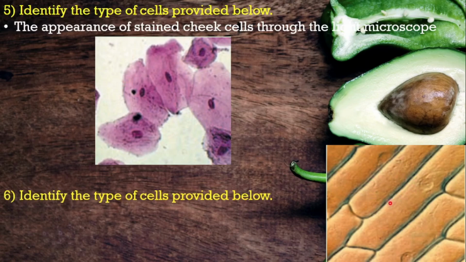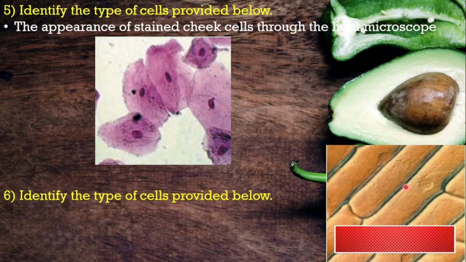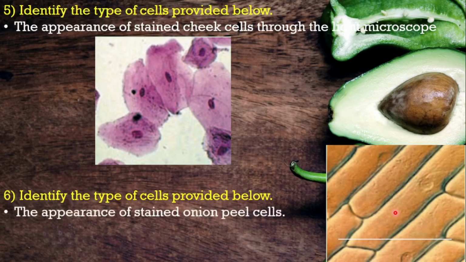Let's look at the picture over here. And this is also the same, there are some cells, and this picture was also taken from your textbook, grade 10. And the question, identify the type of cells provided on the right. And it is the appearance of stained onion peel cells.